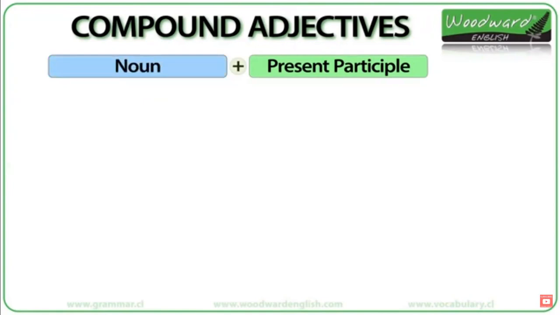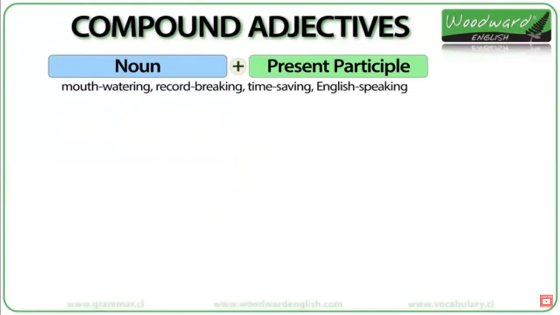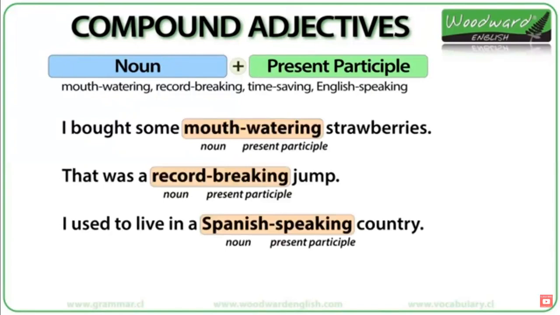Noun plus present participle. Some examples of compound adjectives that are made from a noun plus present participle include mouth-watering, record-breaking, time-saving, English-speaking. Our example sentences: I bought some mouth-watering strawberries. Yum. That was a record-breaking jump. I used to live in a Spanish-speaking country.